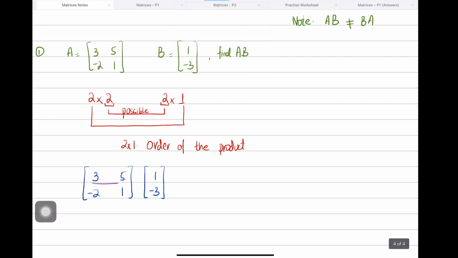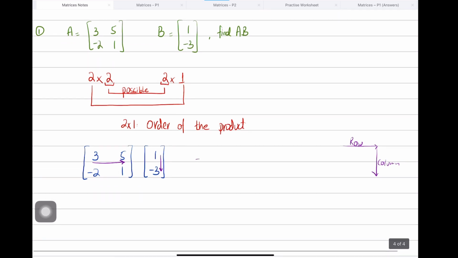We multiply the first row by the first column. Remember, in the case of multiplication, we follow this rule where we say rows into columns. Or you can think of it this way, that the multiplication is done in this order, where you take the row of the first matrix and multiply it by the column of the other matrix. Now how does that work?